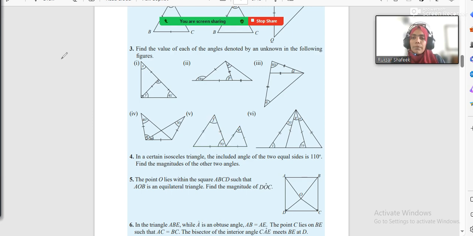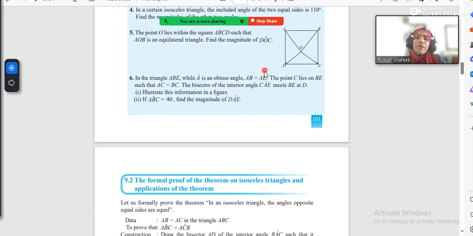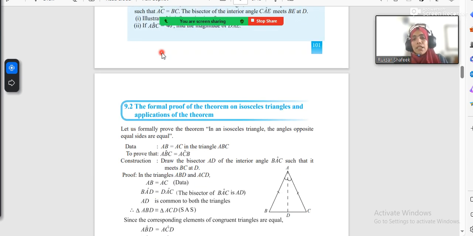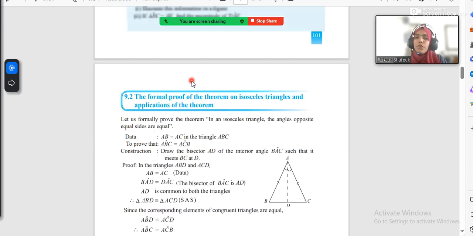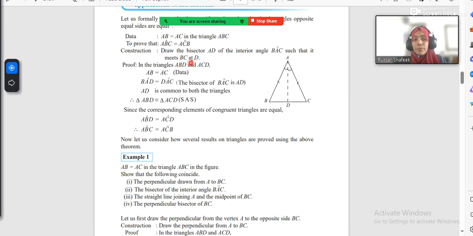And I'll clear my screen once again. Let's move into the next part. So we have a few more questions where they're talking about finding magnitudes of different types of angles. And now we're moving into the formal proof of this theorem. So what is the formal proof and how are we going to apply this theorem?